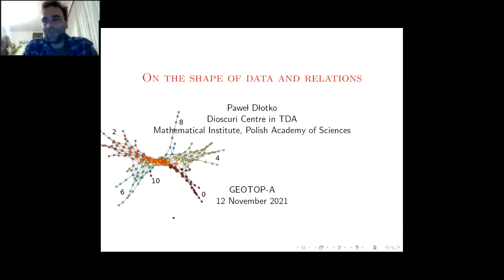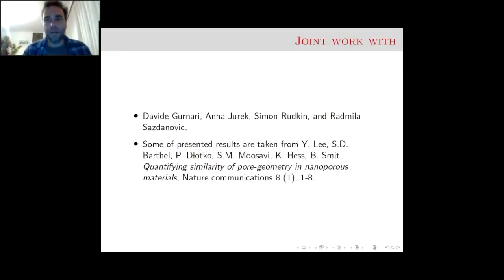So today I'm going to talk about the shape of data and relations, and that's joint work with a bunch of people: Davide, Anna, Simon, and Radmila. Some of the presented work is part of work with Yongjin, Senia, Mohammed, Catherine, and Berend. And we'll be speaking about topological data analysis.